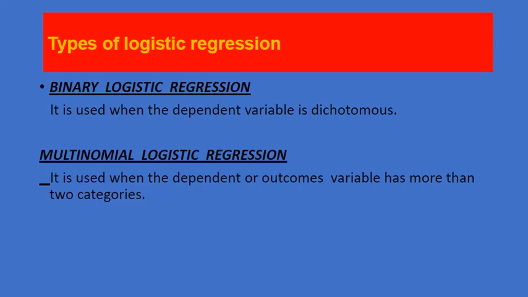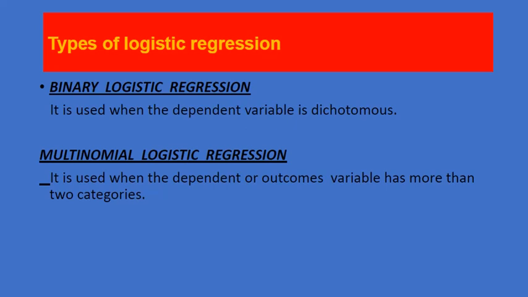And as you know, dichotomous means that the dependent variable can have a binary output. That's why it is also known as binary logistic regression, because the outcome can either be 0 or 1. So it's a binary logistic regression case, because here the dependent variable is dichotomous.